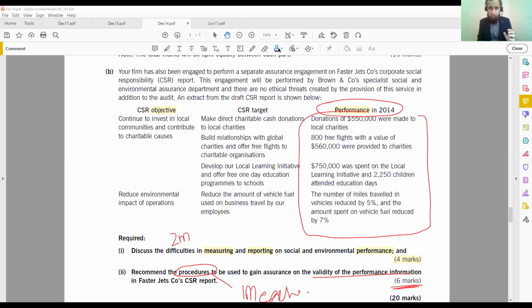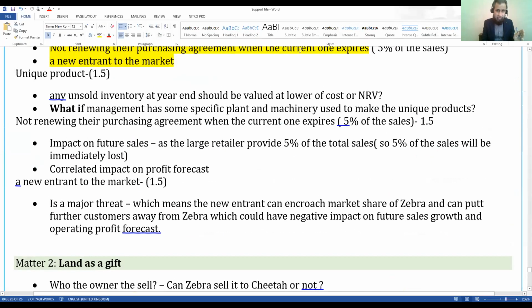Okay. See, Jim, if I'm taking your name rightly, when we were talking about the unique products, I did mention in my bullets that we should be thinking, is there any specific plant and machinery associated with the unique product? If I can just relate that with my work paper here. See this, Jim, I hope you can see this on the screen. I wrote here, what if the management have some specific plant and machinery use?